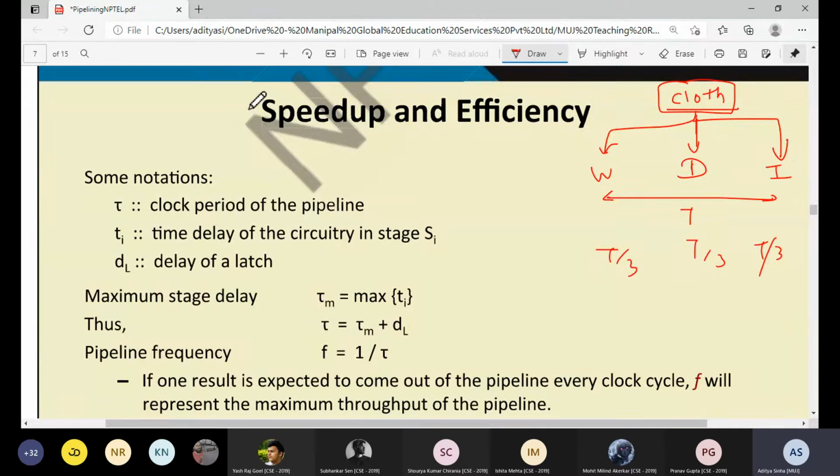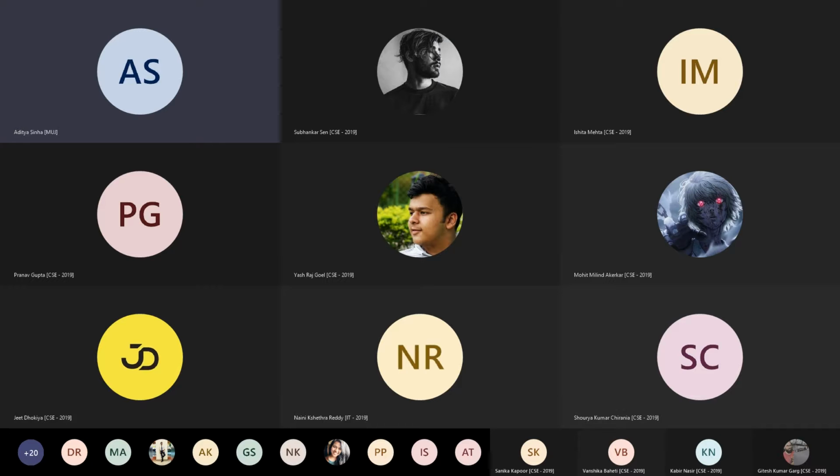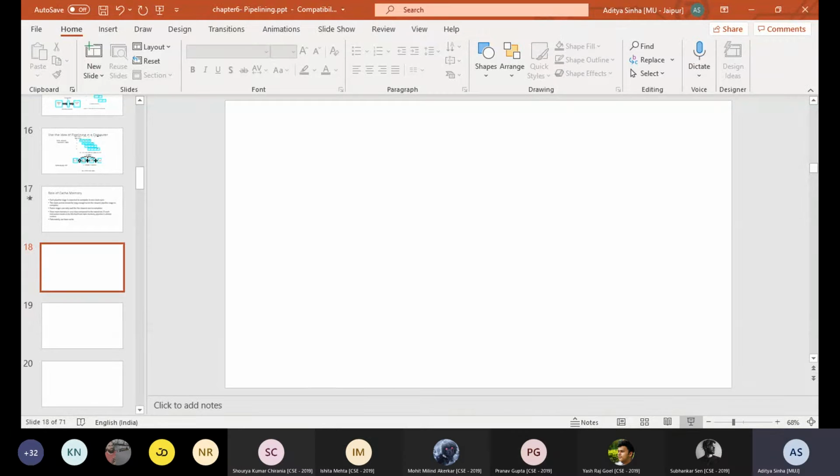Now today we'll see various speed up and efficiency criteria through which जिससे अपन नाप सकते हैं, through which we can actually measure what is the clock period, what is the speed up, efficiency compared to non-pipelining and all those things. So we'll take an example and through that only we'll try to do this. Just a minute. Can you see the slides, everyone? Yes, sir. Okay, so let's take an example.